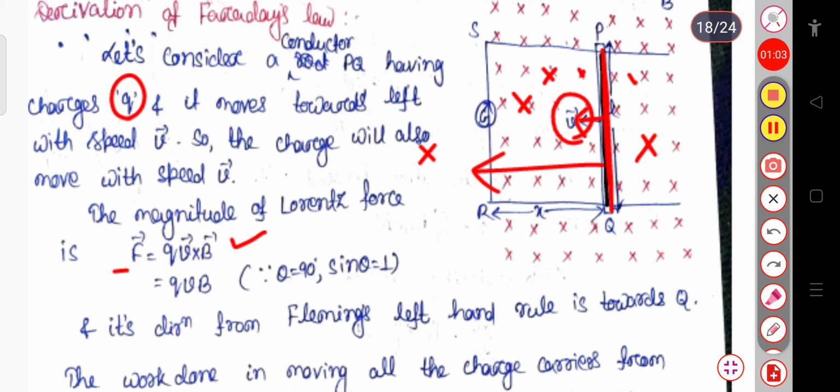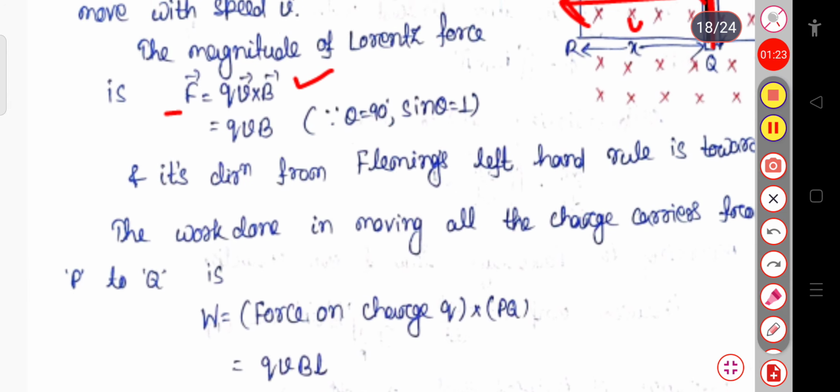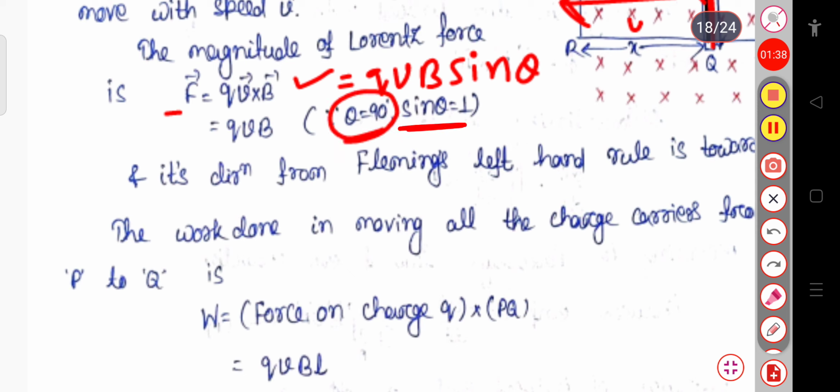This cross line shows the tail of the arrow. So this magnetic field is into the paper. You can see the velocity and the magnetic field are perpendicular to each other. This is a three-dimensional structure, so you have to just imagine. So according to the Lorentz force law, this force is Q v cross B, or this can be written as Q v B sin theta. Since the angle theta between the velocity and the magnetic field is 90 degrees, sin theta equals 1.